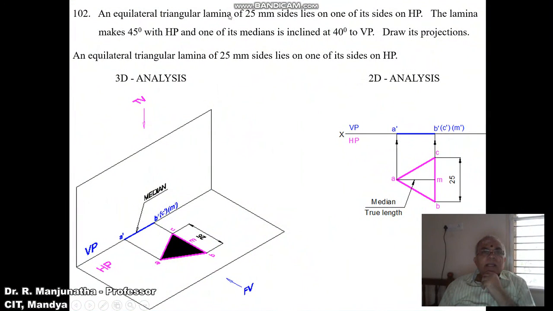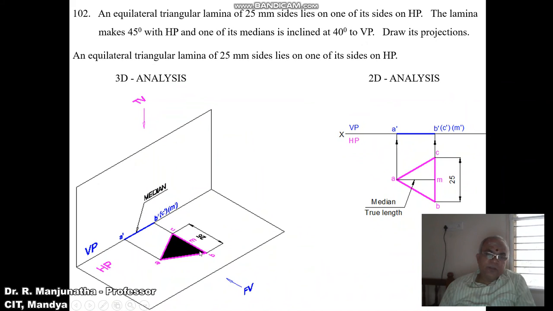An equilateral triangular lamina of 25 mm sides lies on one of its sides on HP, and the lamina makes 45 degrees with HP, and one of its medians is inclined at 40 degrees to VP. Draw its projections. So he says it is resting on HP on one of its sides. The side which is resting on HP has to be perpendicular to VP.